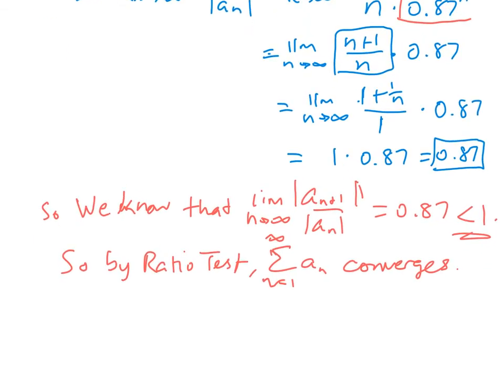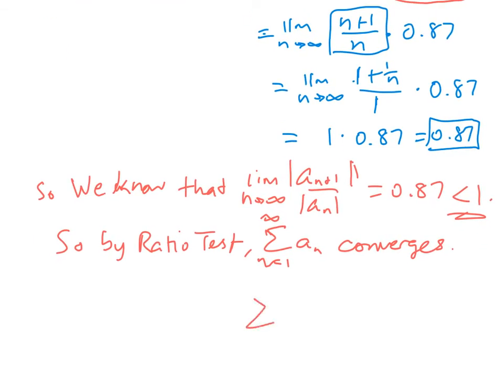And you might even go ahead and do the polite thing, which is to write out what it is, the series that you were trying to investigate in the first place, n times 0.87 to the n. That series converges. There we go. Anyway, you get the idea. That's one way to determine the convergence of this series.